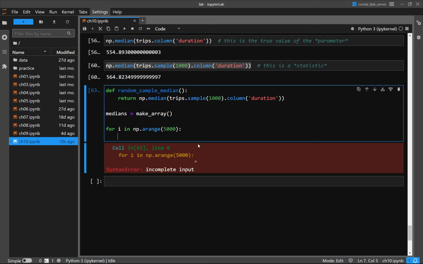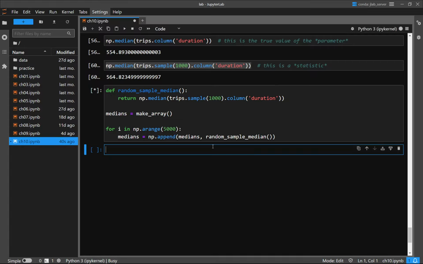Every time I'm in the body, I want to call this function to get a new median back, and add it to my medians array. I'm going to add it to the end by appending it. So medians equals np.append. You have to call it like a function. Give it the old medians, and then the new thing I want to add. It generates one longer array without changing the original one, and then we set it right back into medians. So this lets medians get bigger and bigger. It'll take a second to run.